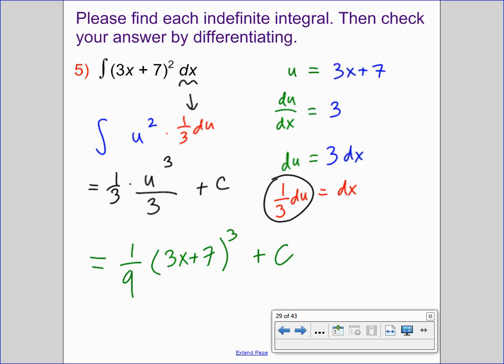Go ahead and raise your hand if you have 1/9 quantity 3x plus 7 cubed. Several of you got 1/9, many of you didn't. No, that's bad news. What happened? Did you get 1/3? Okay, so what do we need? Well, we need a 1/3 from the derivative of the inner function, but we also need a 1/3 coming from dividing by the new exponent 3. So we've got a 1/3 and then a divided by 3 for a total of 1/9.